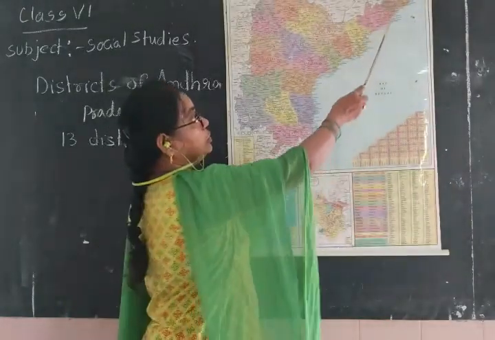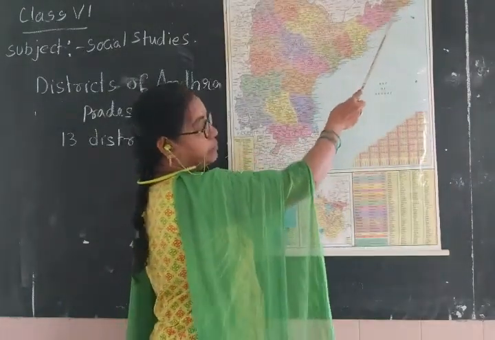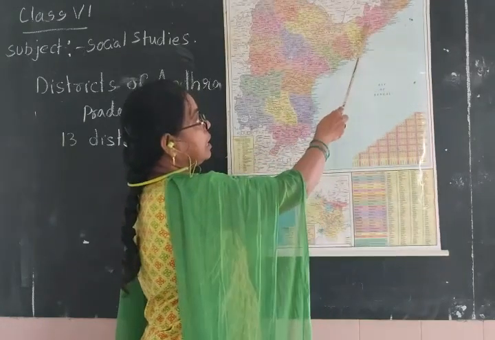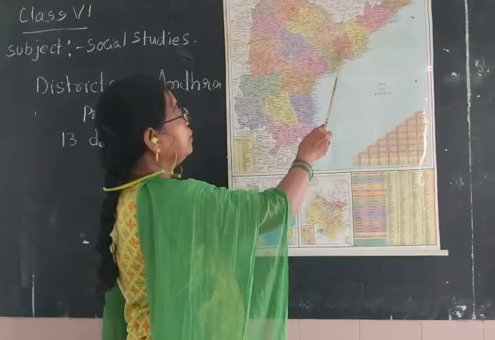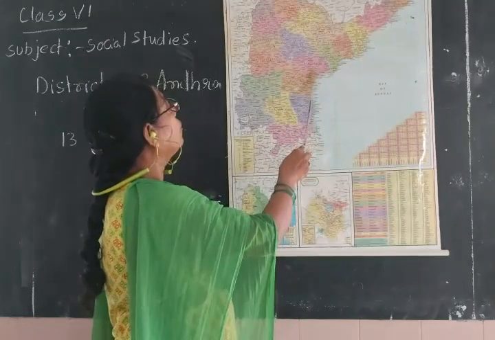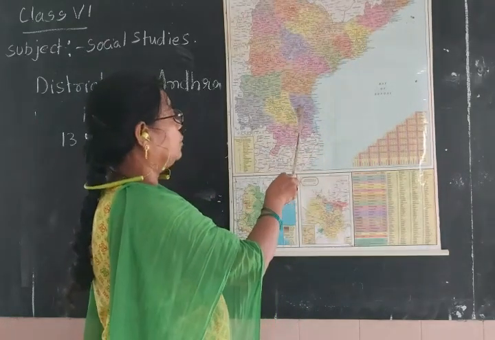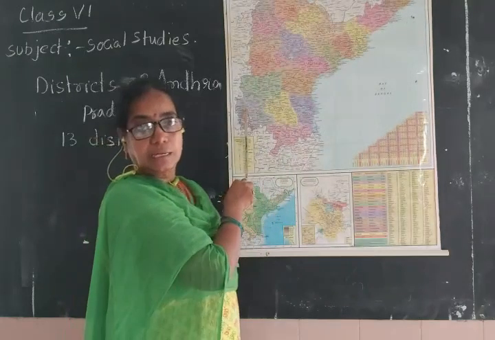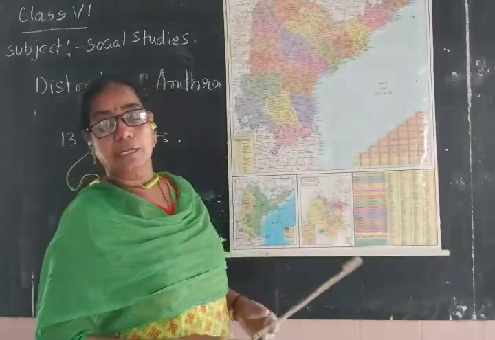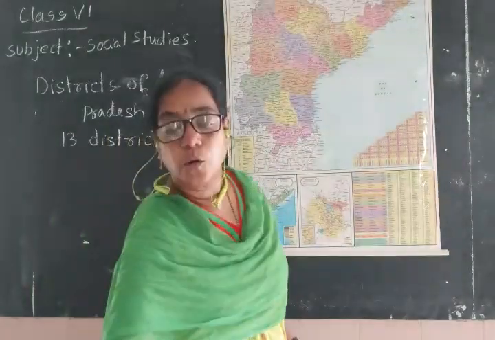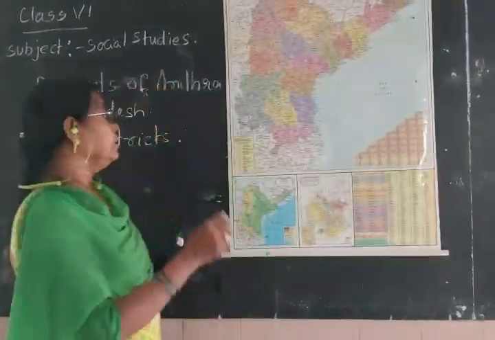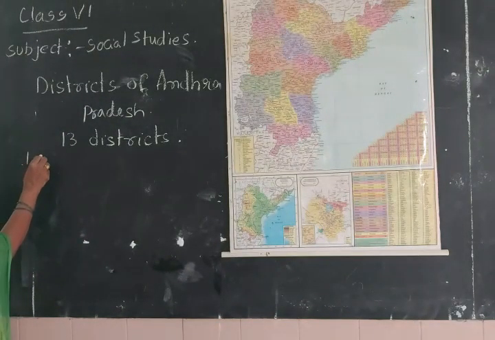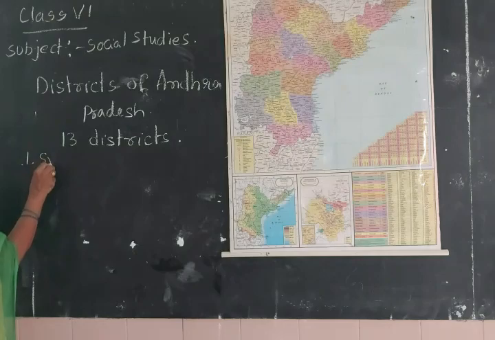They are Srikakulam, Vijayanagaram, Visakhapatnam, East Godavari, West Godavari, Krishna, Guntur, Prakasam, Nellore, Chittoor, Kadapa, Kurnool, Anantapur. These are the 13 districts. Among the 13 districts, 9 are coastal districts. I am telling you again. How many districts are there? 13 districts are there. First one, Srikakulam.